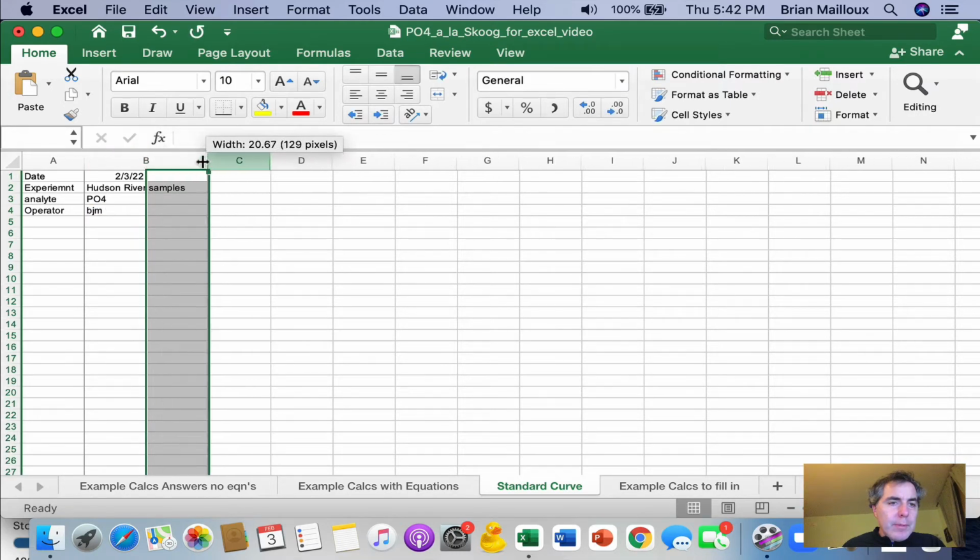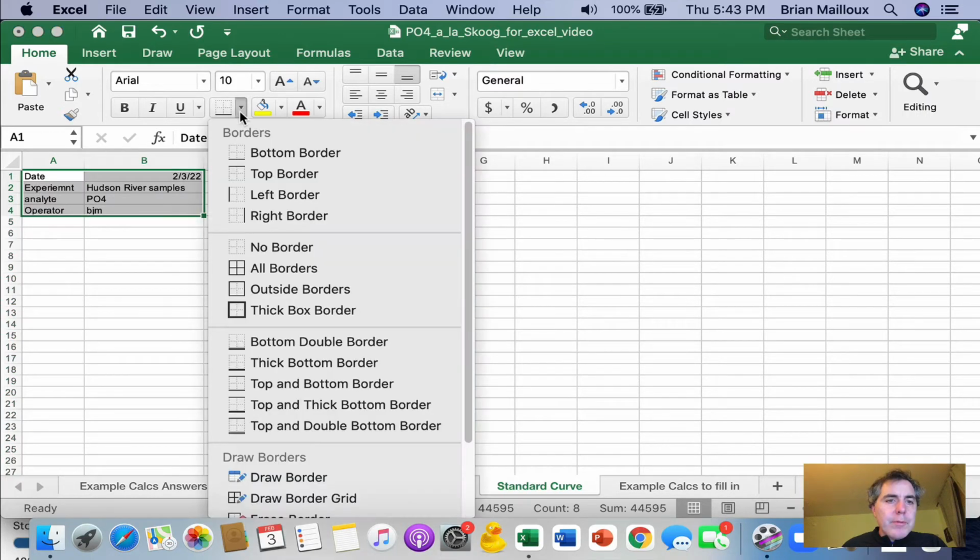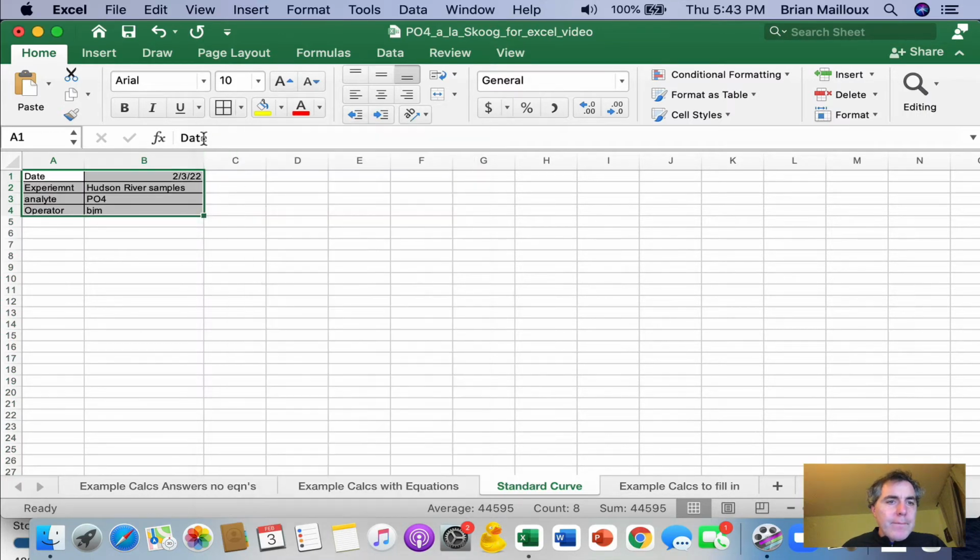Make this a little bit bigger. Now I'd put some borders here to make it look nice. Maybe I would center these. Something like that. Maybe I like them right. I don't know. Something like that. And now we'd have it.